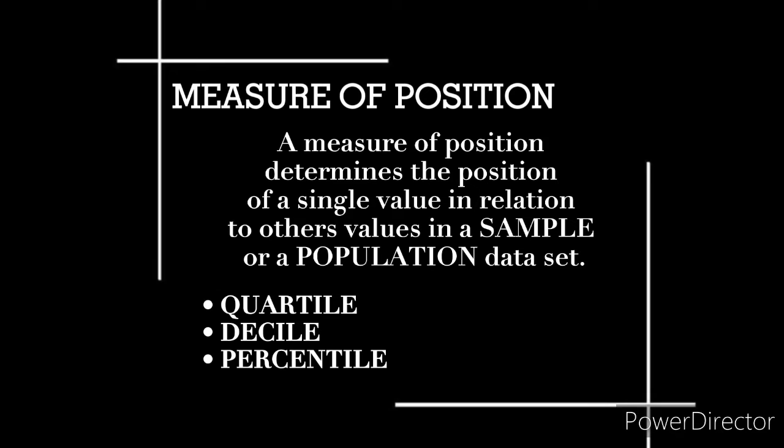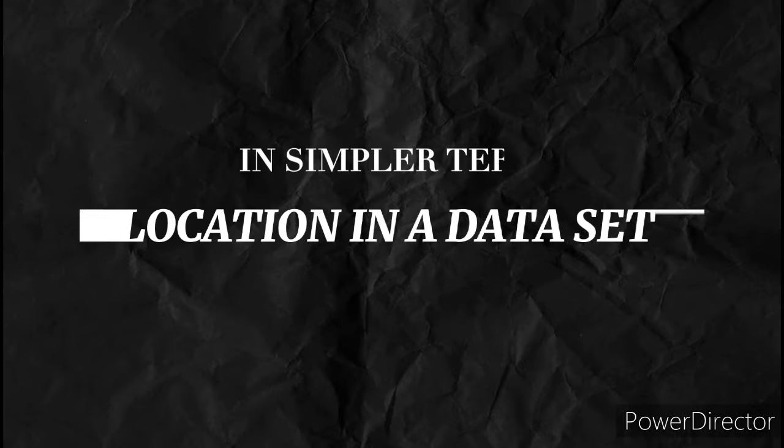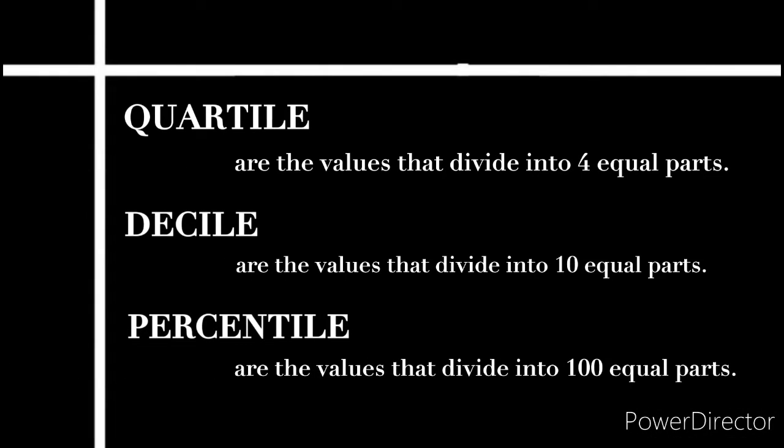Measures of position are used for quantitative data that falls on some numerical scale. The three different statistical measures of position are quartile, decile, and percentile. In simpler terms, the measure of position is the statistical measure of a location in a dataset. Quartiles are the values that divide the data into 4 equal parts, deciles divide it into 10 equal parts, and percentiles divide it into 100 equal parts. So the three measures of position differ by denominator.